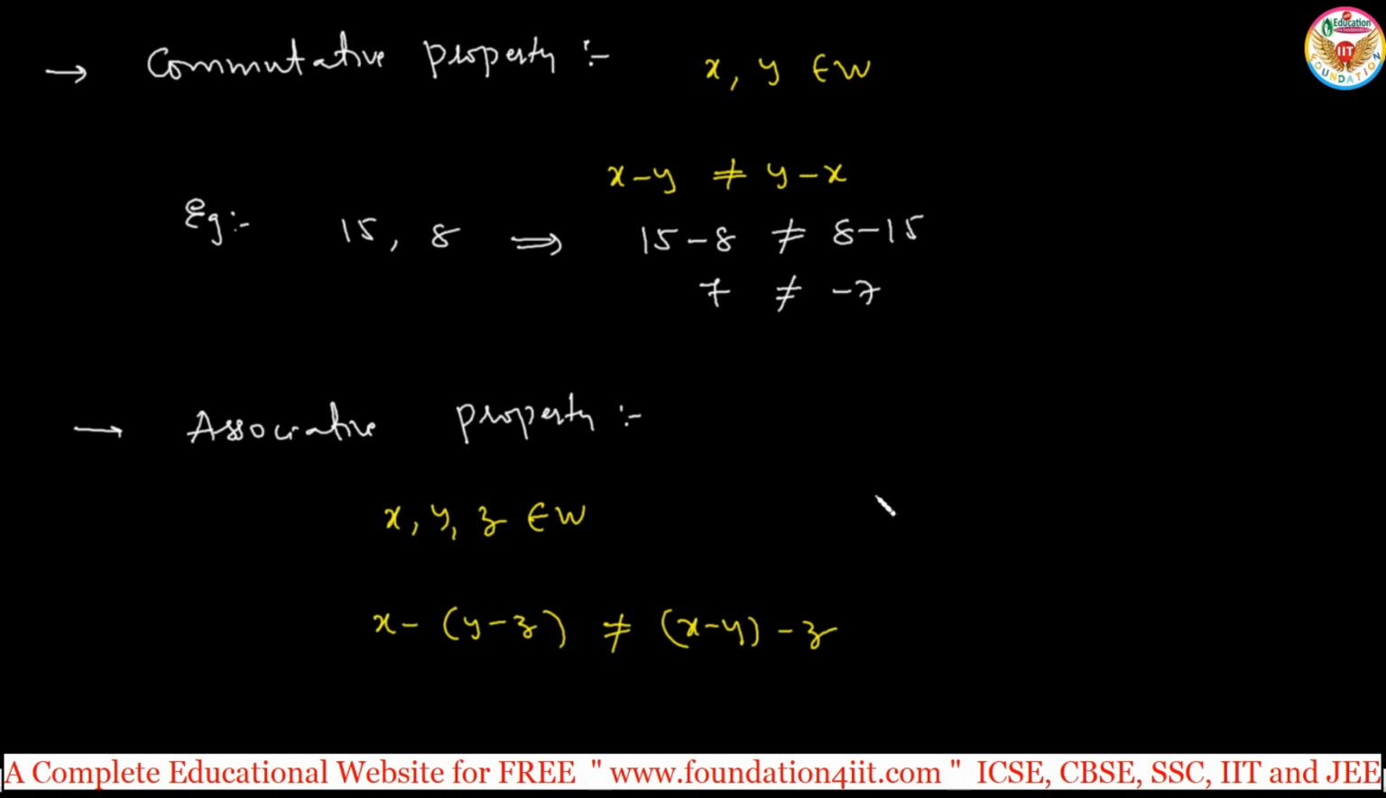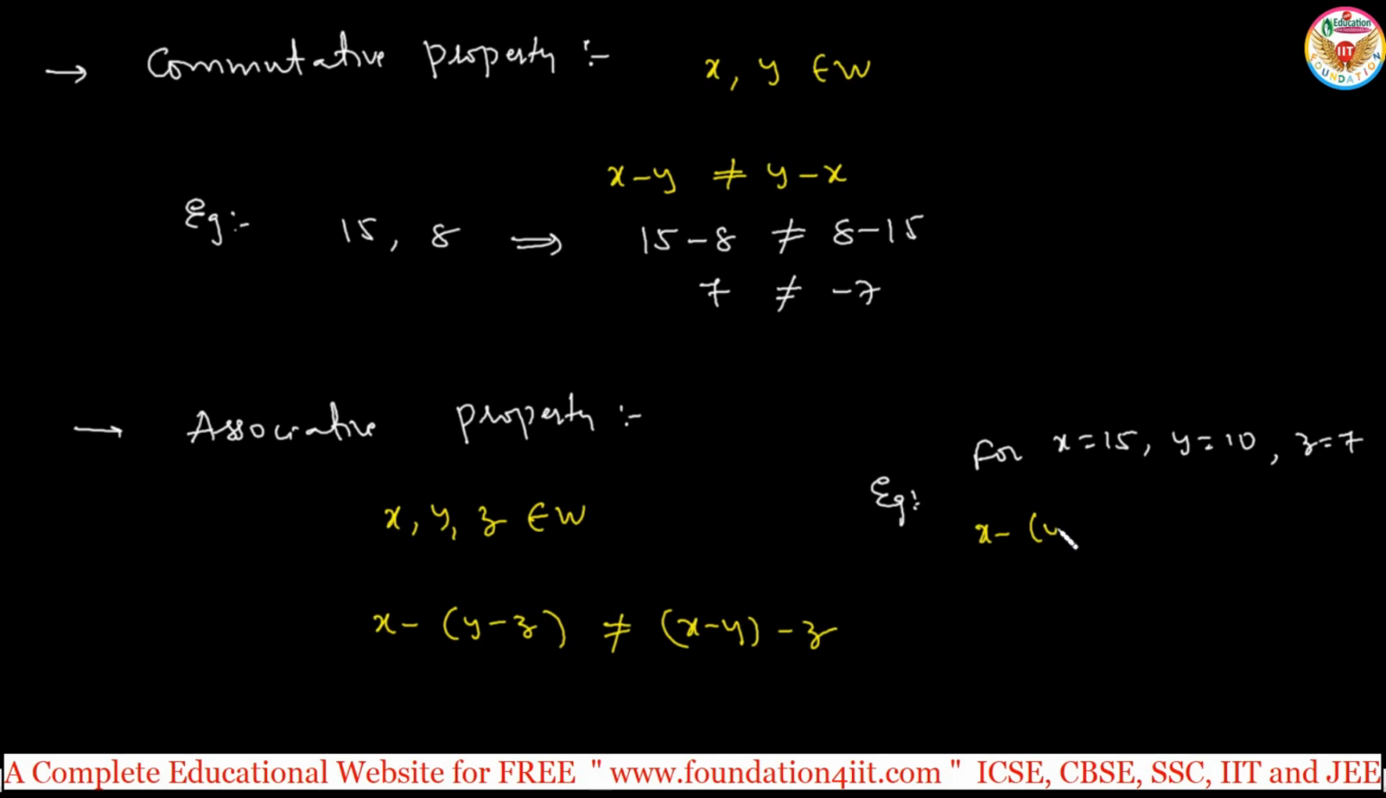Even for this, let us take one example. In the place of x, y, z, let's take bigger numbers. Then x is equal to 15, y is equal to 10, and z is 7. So as per the rule, x minus y minus z is not equal to x minus y minus z. Both we can check whether we get the same answer or not.